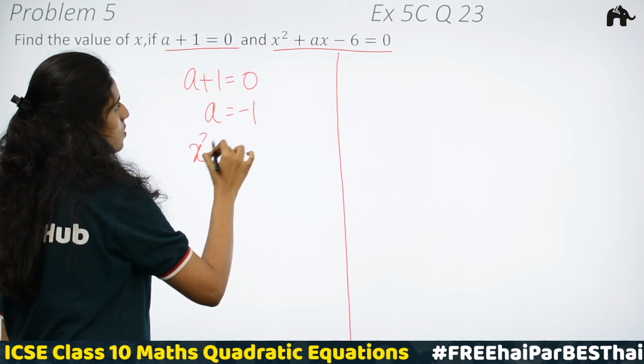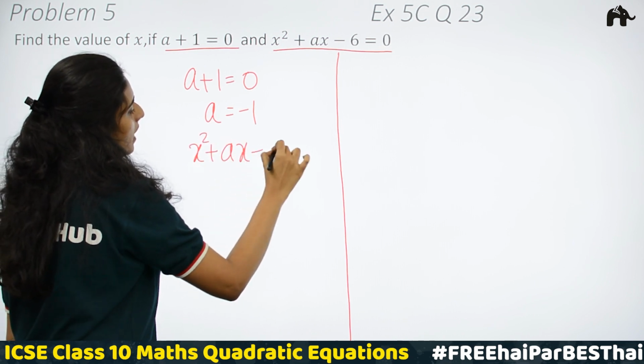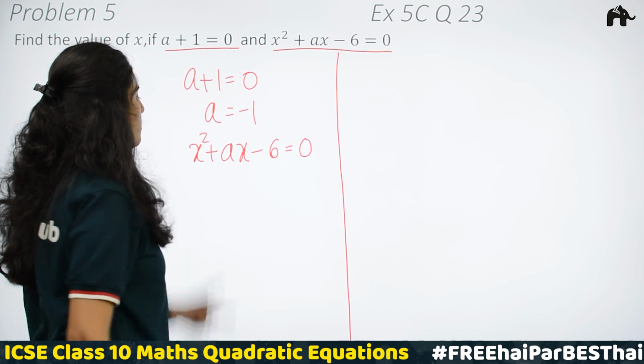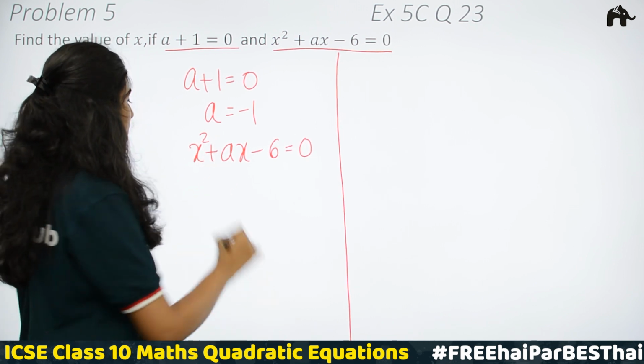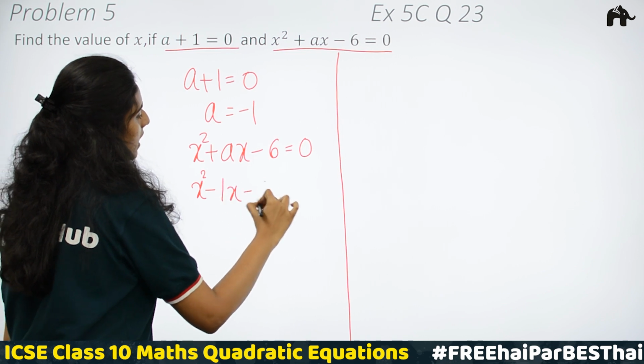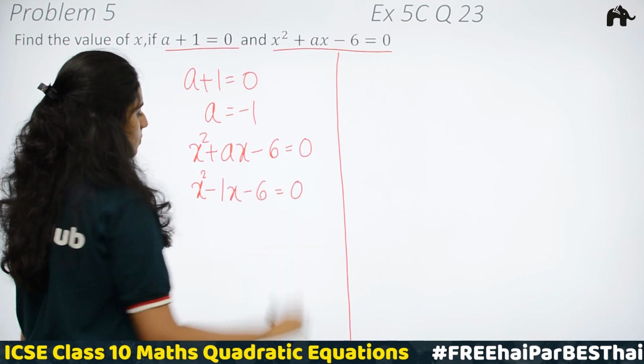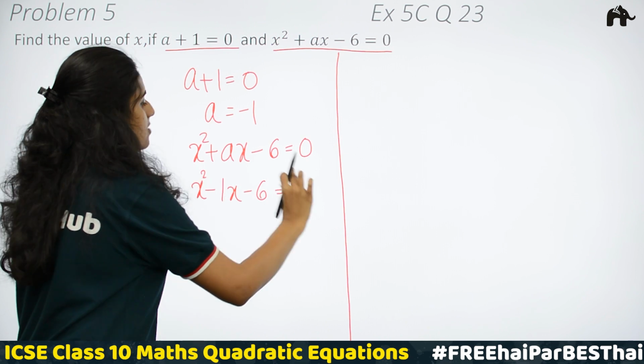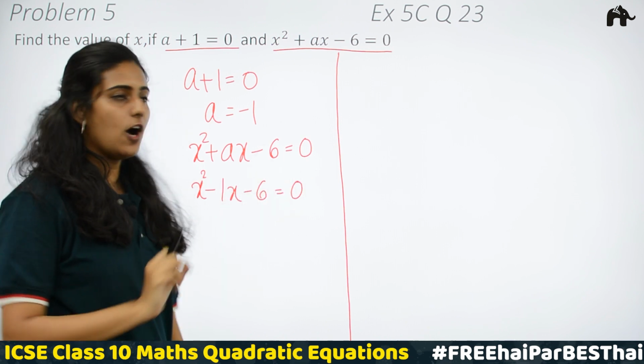Now substitute this value of a in the equation. The equation is x square plus ax minus 6 is equal to 0. Substitute a is equal to minus 1. We get x square minus 1x minus 6 is equal to 0. Now we need to solve this quadratic equation to get the value of x.